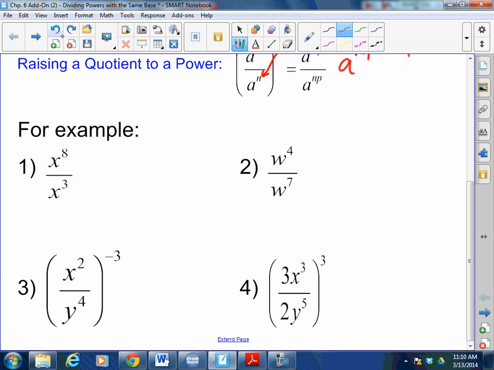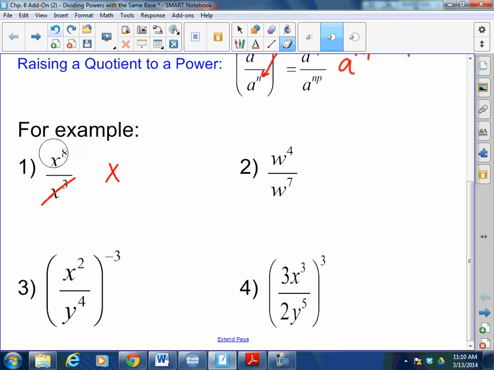How many x's do I have in the top? How many x's do I have in the bottom? If I take 3 x's from here, can't I take 3 x's from here, leaving me with x to the 5? Yes, you are subtracting, but without the subtraction. It's quicker. Do you see this, guys?